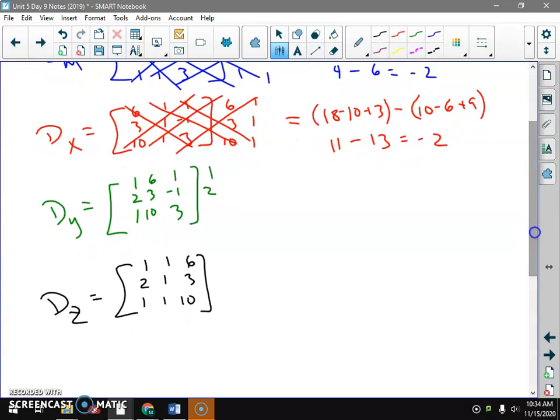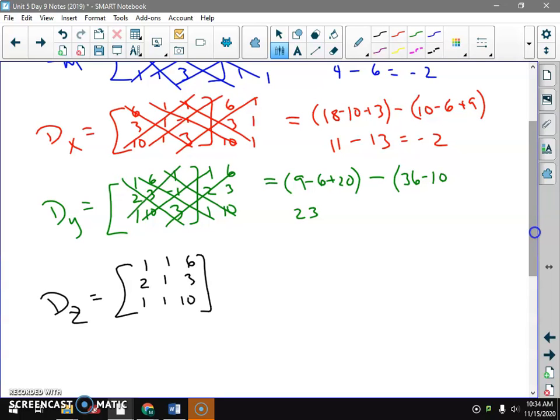Copy column 1. I didn't equally space my last one too well. Got a little jammed up on that. So let's see. 3 times 3 times 1 is 9. 6 times negative 1 times 1 is negative 6. 2 times 10 times 1 is 20. 9 minus 6 is 3, plus 20 is 23. Minus 6 times 2 is 12 times 3 is 36. 1 times negative 1 times 10 is negative 10. 1 times 3 times 1 is 3. 36 minus 10 is 26, plus 3 is 29. 23 minus 29 is negative 6.